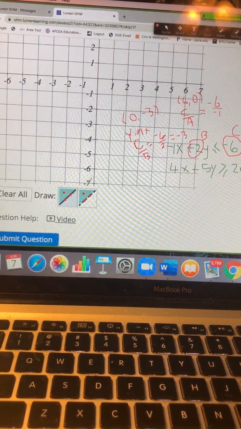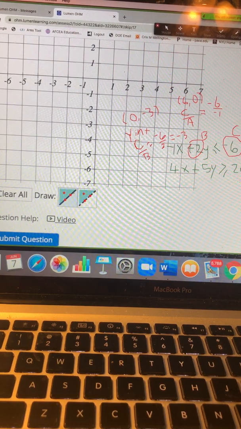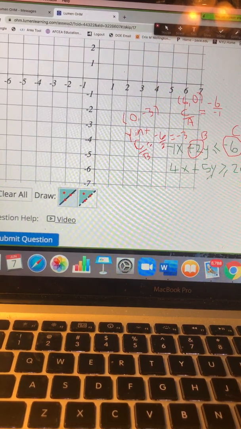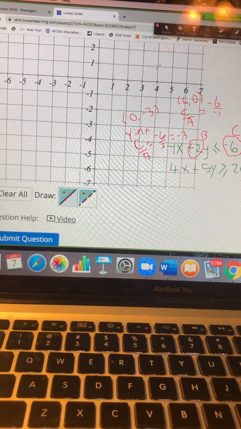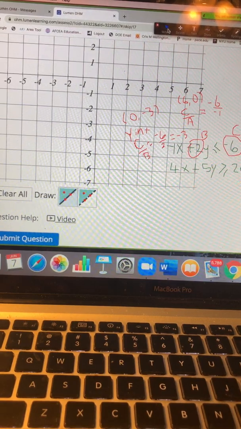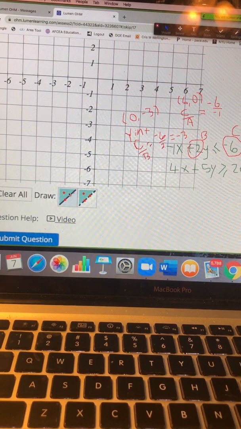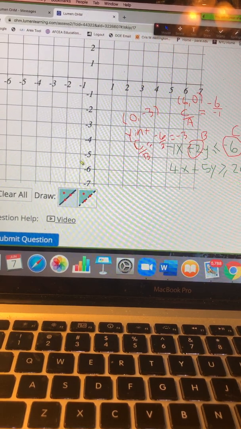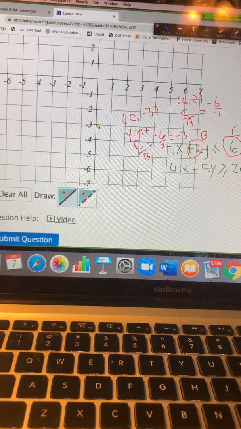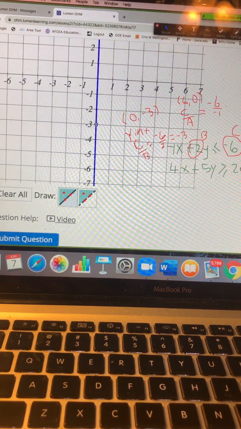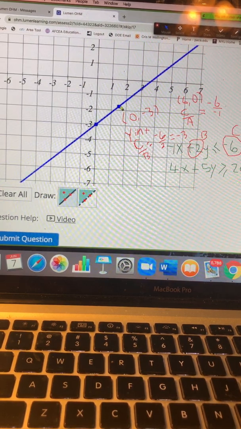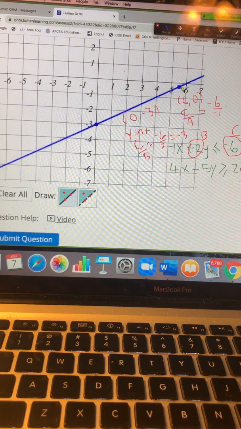I'm not going to go through all of this for this one. I'm going to do the second one verbally because the process is the same. And remember, this is a summer class. It's a lot to cover in one class. So what you're going to do now is identify your point 0, -3, which is right here. And then identify your point 6, 0, which is right out here.